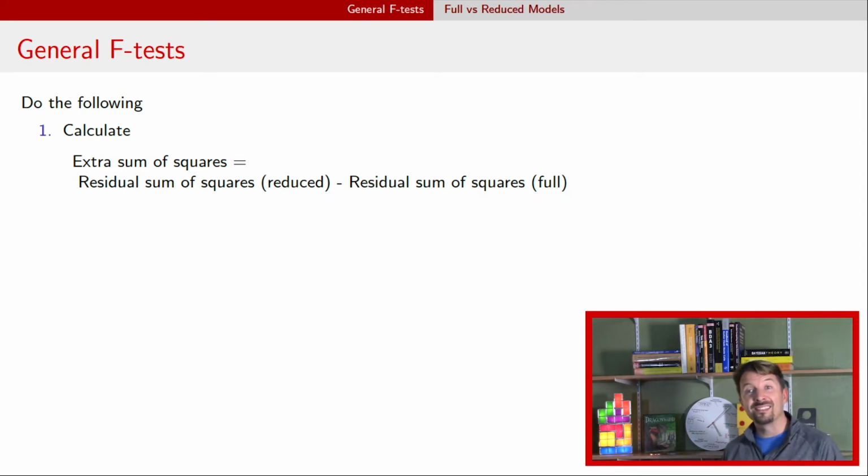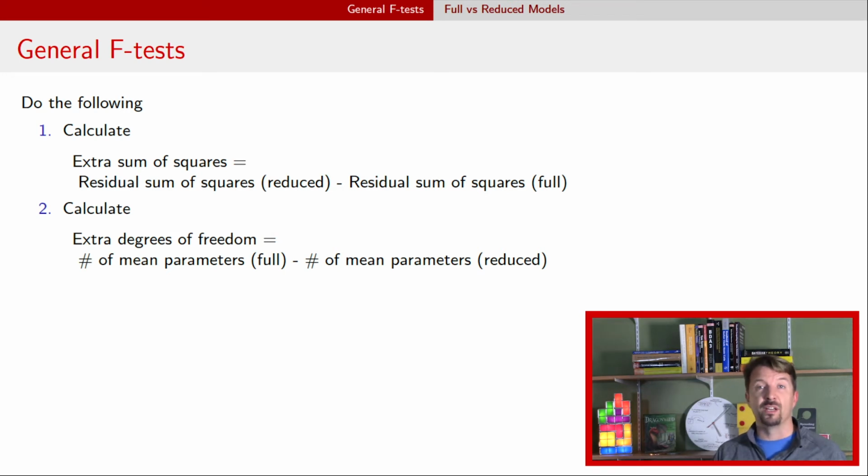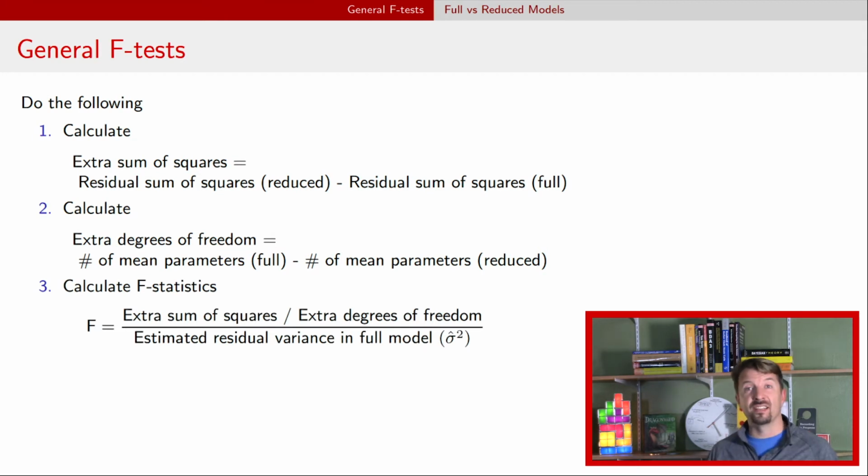Okay. Now the next step is we calculate the extra degrees of freedom. So we can take the number of parameters in the full model, subtract out the number of parameters in the reduced model, and that gets us the extra degrees of freedom. One way to think about this is the number of extra parameters we have in the model. Okay, the next step is to calculate the F statistic. So we take what we got in step 1, divide by what we got in step 2, and that is going to be our numerator. Then in our denominator, we have the estimate for sigma squared in our full model.